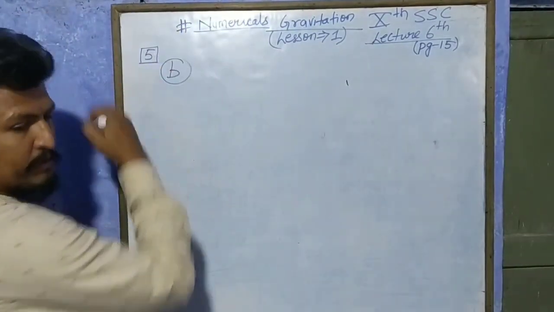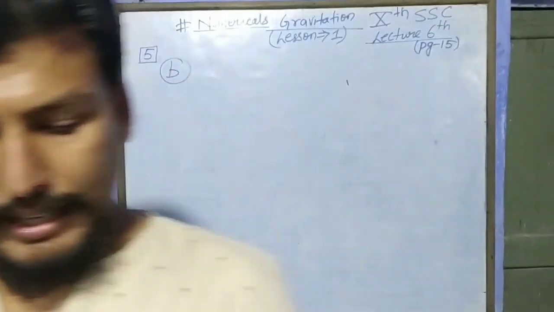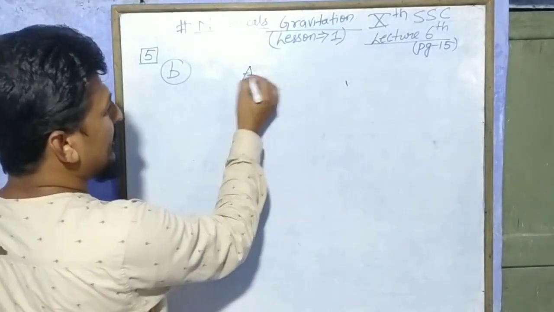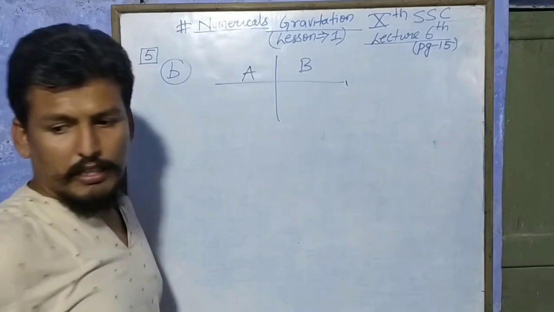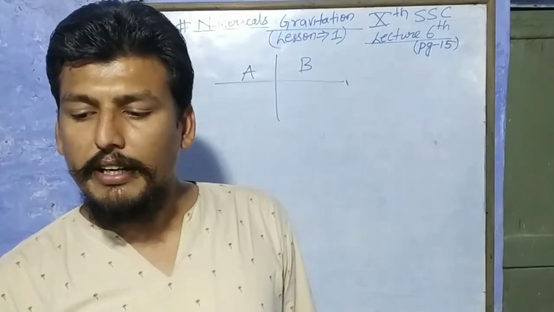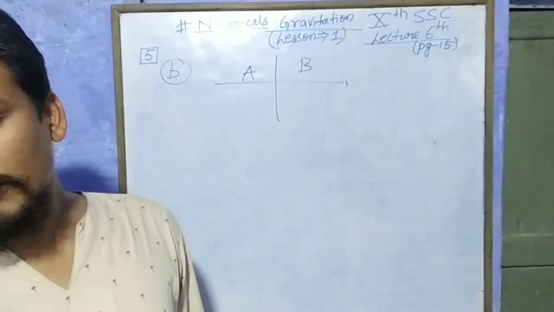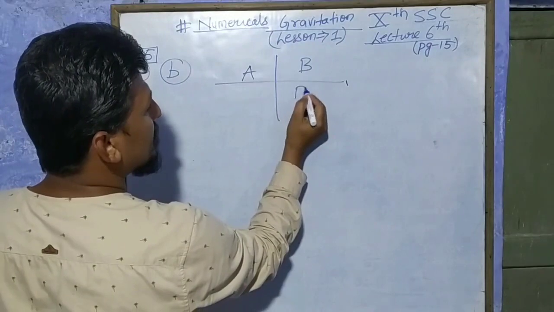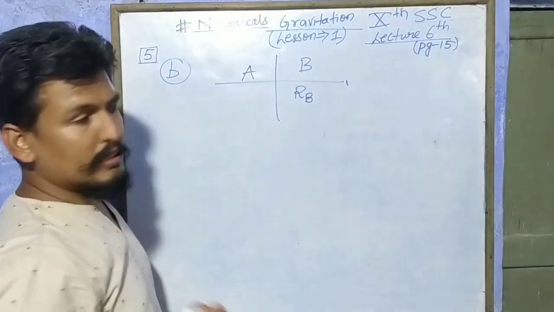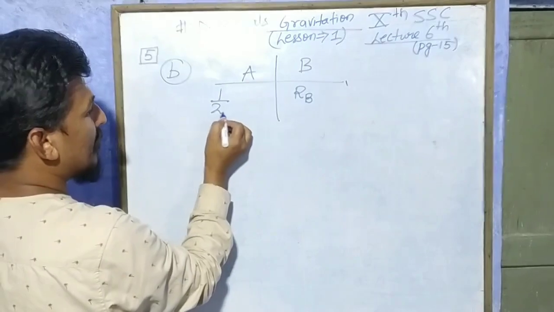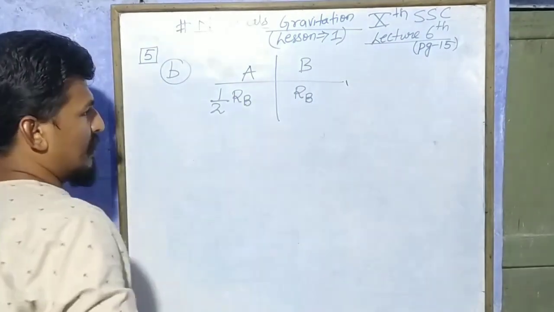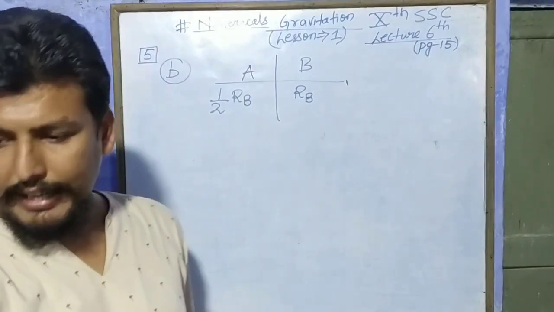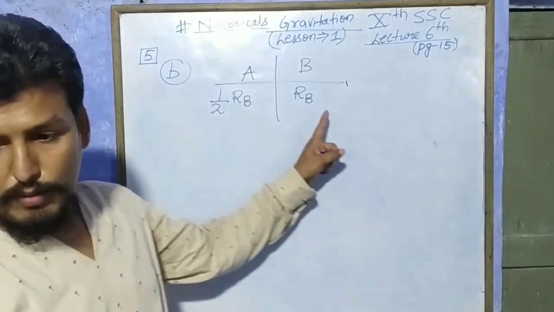So the second question: the radius of planet A is half the radius of planet B. There are two planets, planet A and planet B. The radius of planet A is half the radius of planet B. Let the radius of planet B be RB. Then the radius of planet A is half RB.